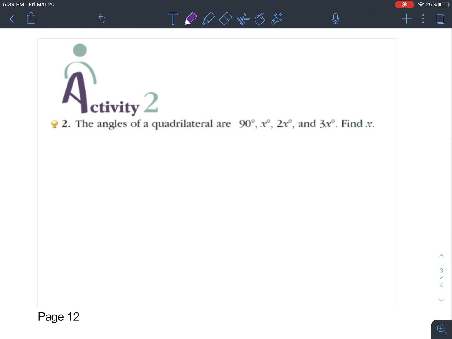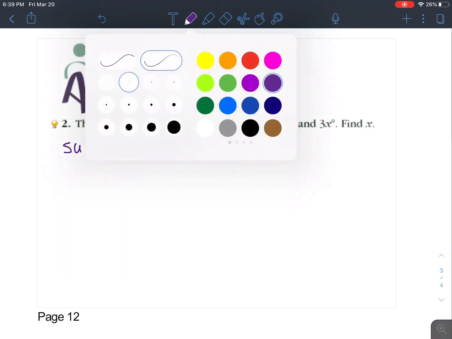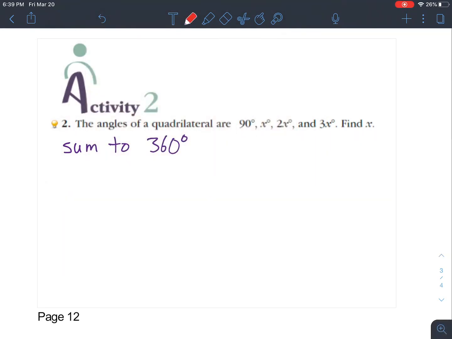Okay, for this question then, you are told that the angles of a quadrilateral are going to be 90, x, 2x, and 3x, and you are supposed to find x. I'll give you a hint. All of the angles of a quadrilateral add up to be 360 degrees. So pause the video, try to solve this, and then when you are done, you can start up the video again, and I will show you how to answer this.